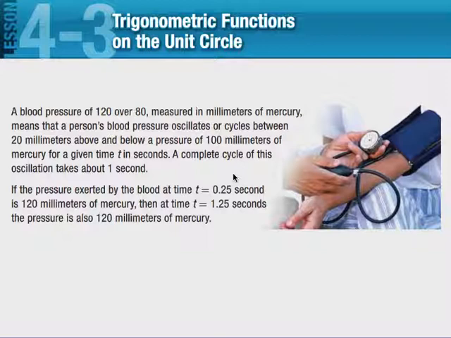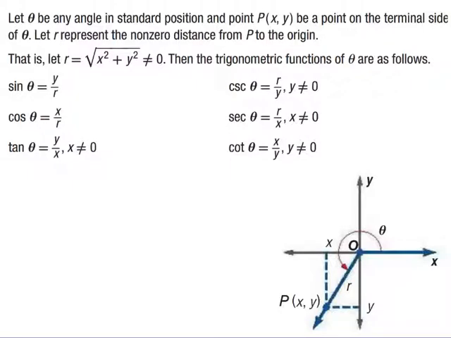If the pressure exerted by the blood at time t equals 0.25 seconds is 120 millimeters of mercury, then at time t equals 1.25 seconds, the pressure is also 120 millimeters of mercury. So it oscillates. When something oscillates, that means it fluctuates from one to the other. And so we're going to be getting into things that oscillate, specifically the trig functions.